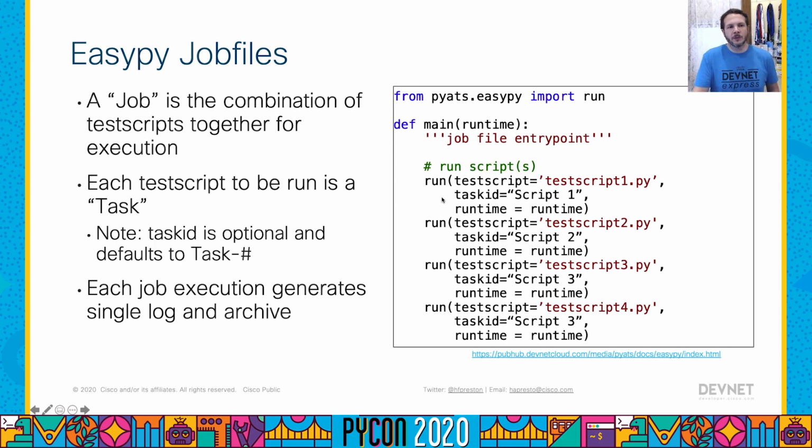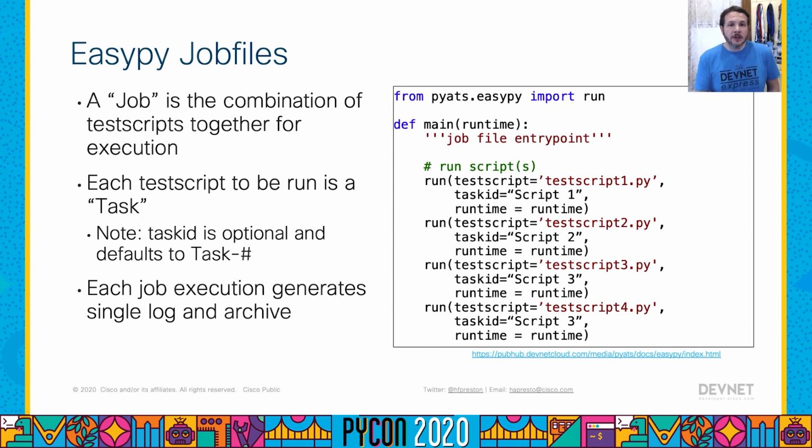We simply go through and execute the run from the EasyPy library against each of the test scripts that we want. Now the task ID that I've specified on the slide is used as part of the logging and notification pieces. If you don't provide a specific task ID, the pyATS libraries under the hood will just indicate the task and then a number. But for complicated test jobs, you probably want to give a name so that you understand what each one of these test scripts was trying to accomplish.